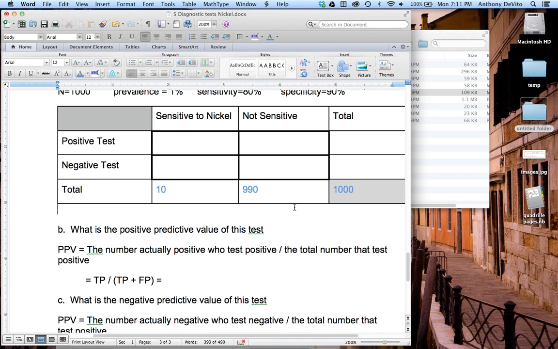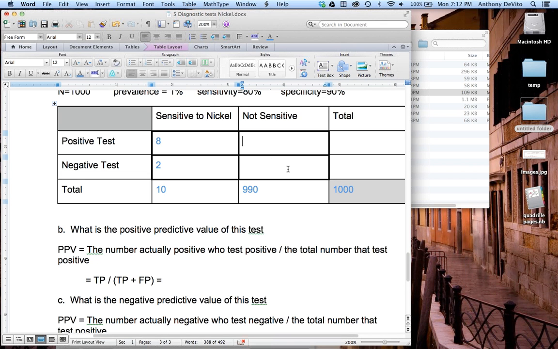Okay, so now, same test. The test hasn't changed. Sensitivity is 80%. Out of those 10 people, how many of them do we get right? 8. Okay, true positives is 8. How many do we get wrong? False negatives is 2. Like I said, the more you talk, the more jumbled up you get.